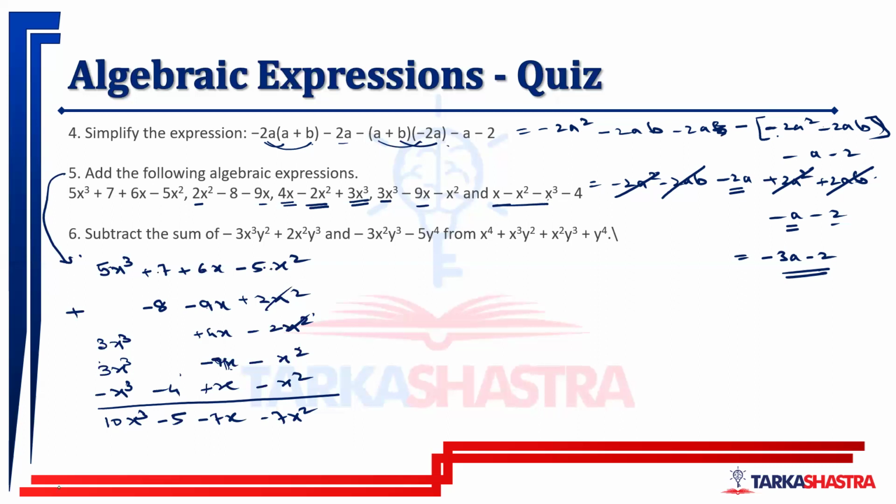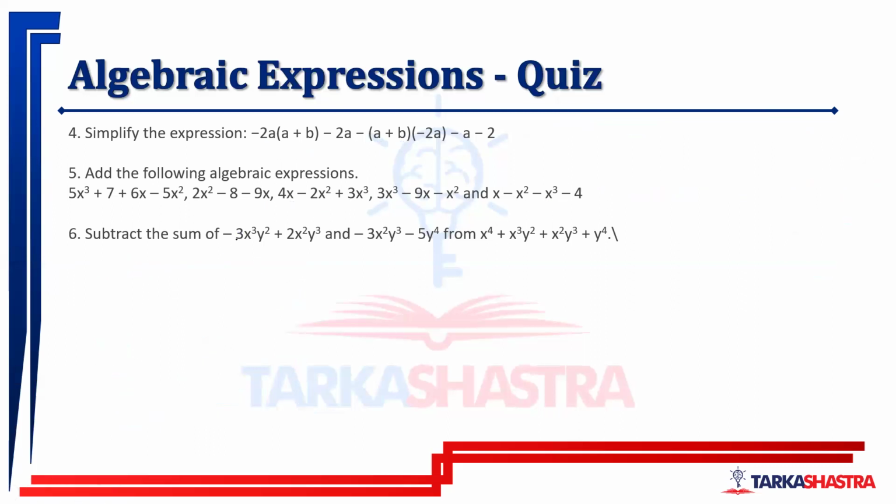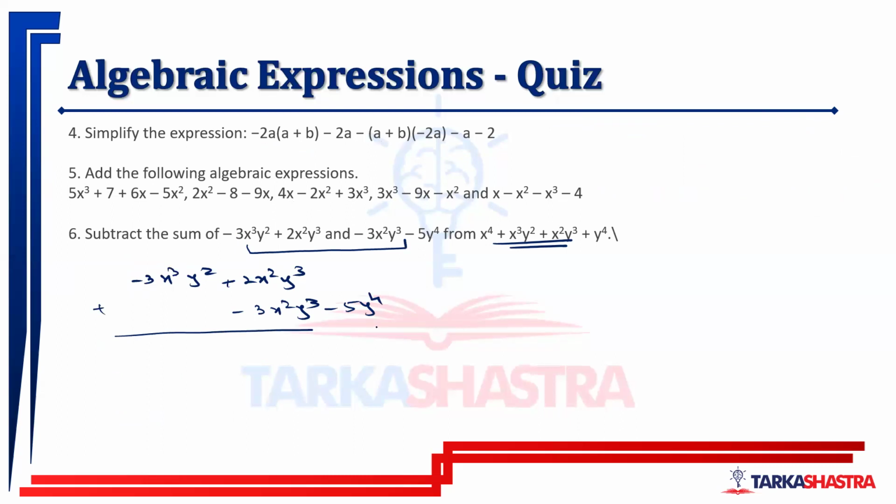Then let us try to solve the sixth one. Subtract the sum of these two from this. So first we have to add these two. So we have minus 3x cube y square plus 2x square y cube. Then minus 3x square y cube and minus 5y raised to 4. Simply add it. What do we get? Minus 3x cube y square. This is plus 2 minus 3. So minus x square y cube. And this is minus 5y raised to 4.